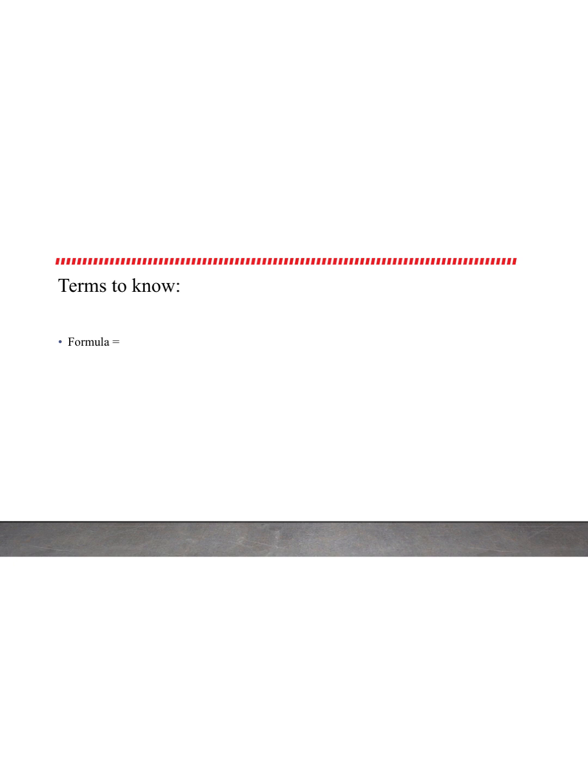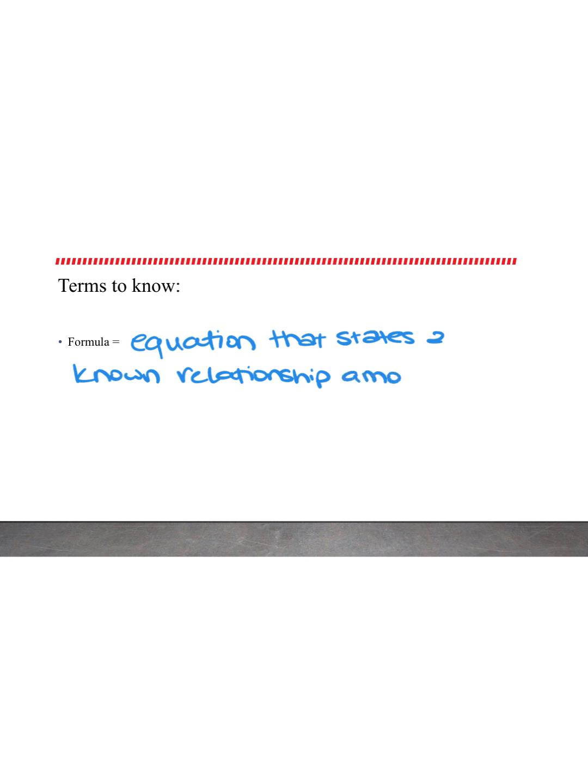So let's define real quick what we mean by formula. A formula is going to be an equation, and these are going to be given to you. So these are equations that state a known relationship among multiple quantities, meaning that there's going to be more than one variable in here.